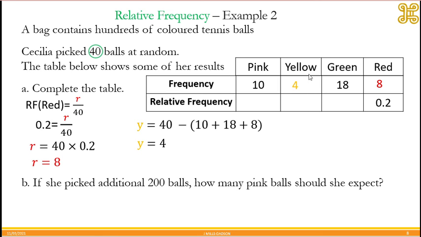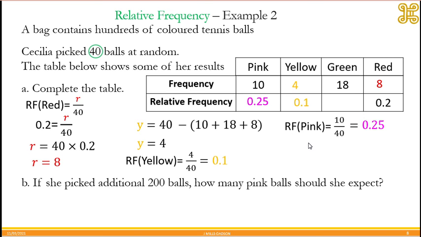Now, knowing that yellow is 4, we can now work out the relative frequency. So it's 4 out of 40, which is the same as 0.1. We are leaving our answer as a decimal because the initial question was given in decimal. That's why I'm putting this also in decimal. Now, let's work out the next one, which is pink, is 10 out of 40, 0.25. Then green, 18 out of 40, 0.45. And you can double check, add 0.25, 0.1, 0.45, 0.2. It must equal 1.